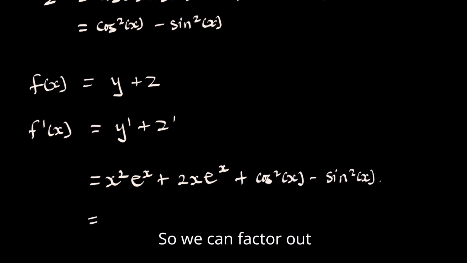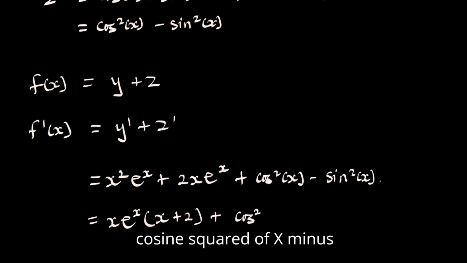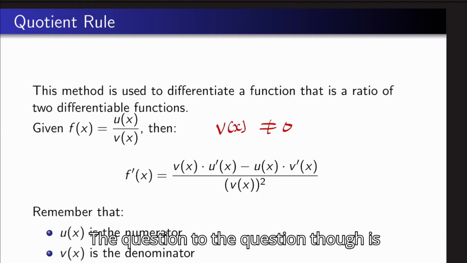So we can factor out e^x and x from the first two terms. So that will be x e^x out, then (x + 2), then plus cosine squared of x minus sine squared of x. The quotient rule.